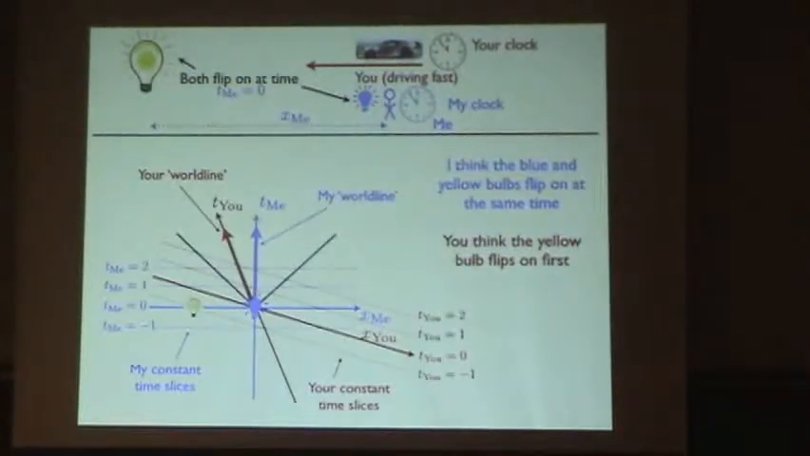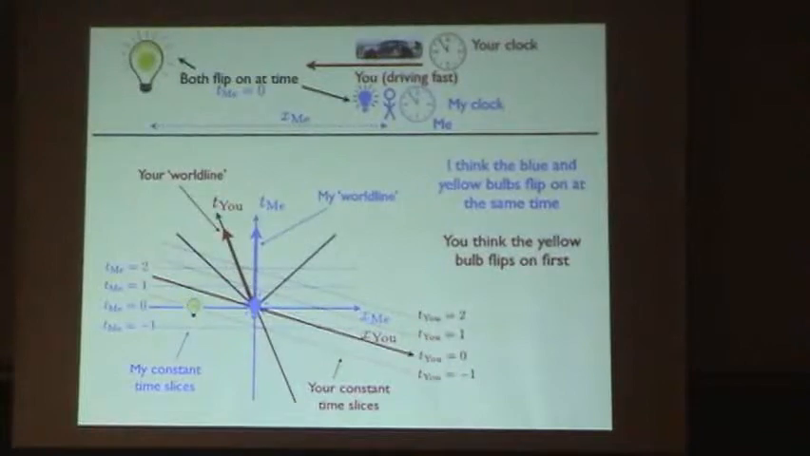And here's a picture of that happening. So I just added the blue light bulb. And I think that the blue light bulb and the yellow light bulb go off at the same time. That's how I designed it. But to you, you think the yellow light bulb goes off first, and then as you move forward in time, you see the blue light. You think the blue light bulb goes off.